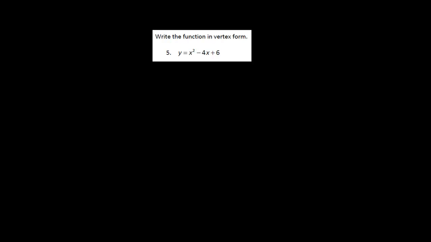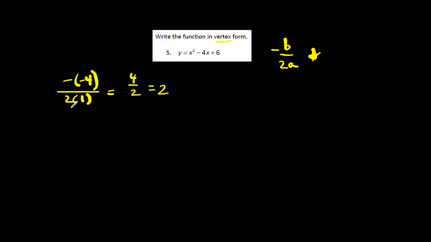Alright, number 5. Write it in vertex form. So we're going to want to try to find the vertex. So again, opposite of b over 2a. You're starting to notice how important that is, the whole idea of the x-coordinate being located here. It's extremely important. So we have 4 over 2, which is 2. So the vertex is going to be located at 2 comma something. So let's plug in 2 and see what we get for an output.